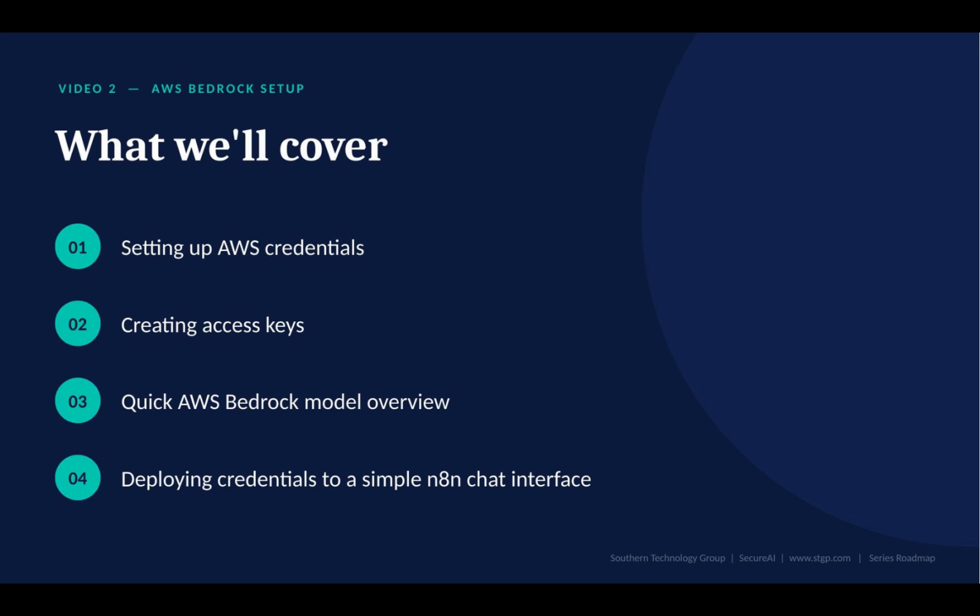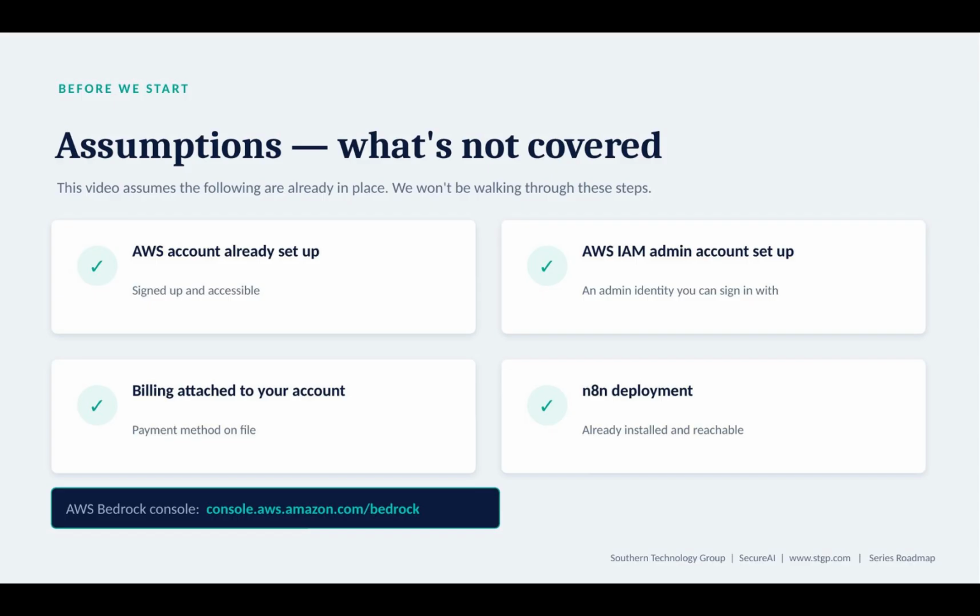Today we're going to cover AWS Bedrock setup. First, we're going to show you how to set up your AWS credentials. Second, we're going to create access keys so that we can access our models from AWS Bedrock. Third, I'm going to go ahead and cover a quick overview of the AWS Bedrock models. And finally, we're going to use our credentials to deploy our model to a simple N8N chat interface.